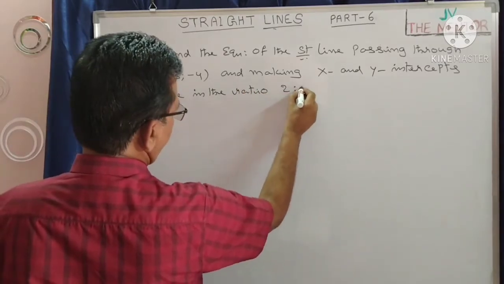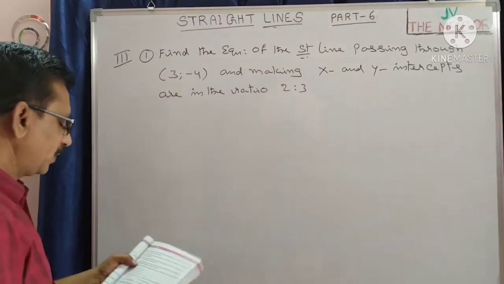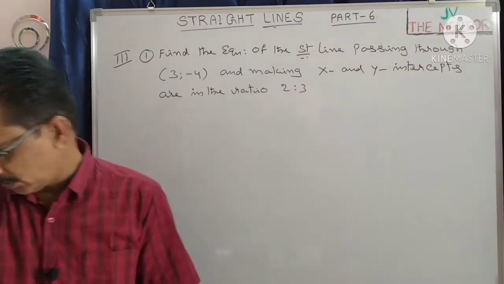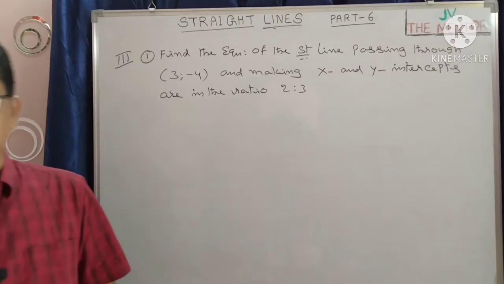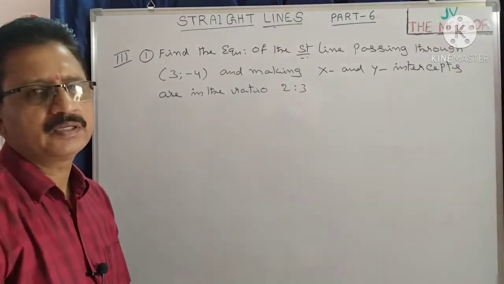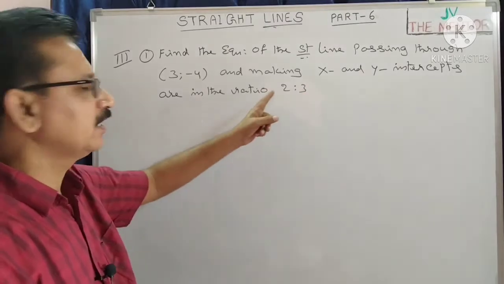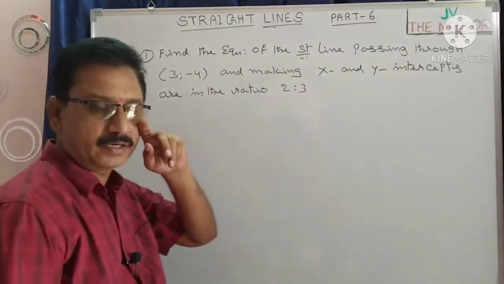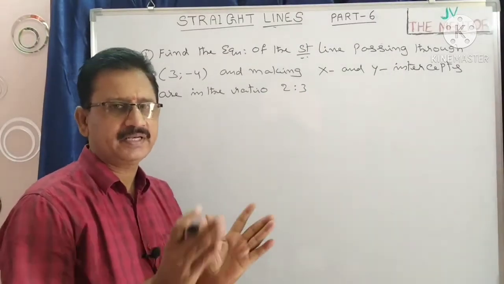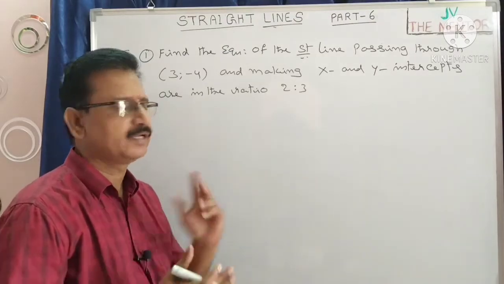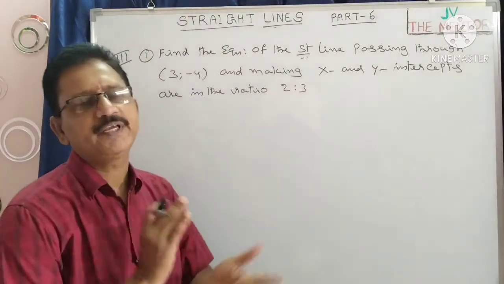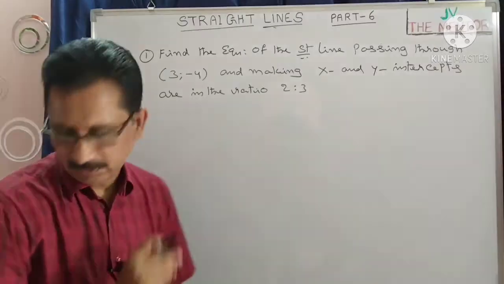2:3. Okay na? Previous problem lo nemo sum of the intercepts is 0 annadu, then a plus b equal to 0 rasam. Here x and y intercepts are in the ratio 2:3 annadu. That means a is to b. Here a is x intercept, b is y intercept. Then we have a is to b equal to 2/3. Okay, write down.